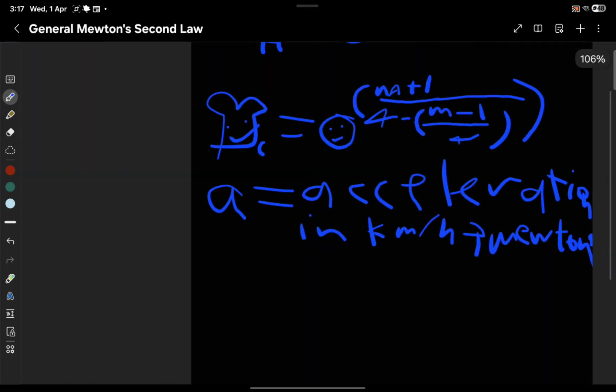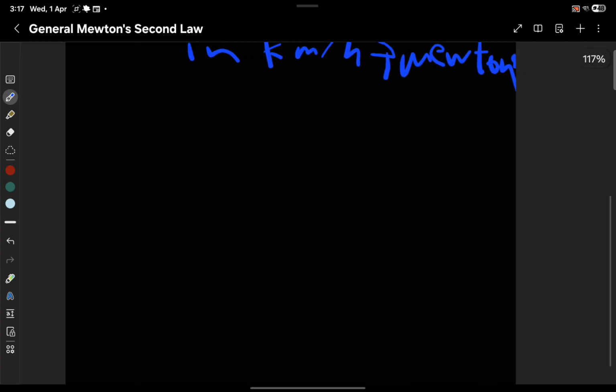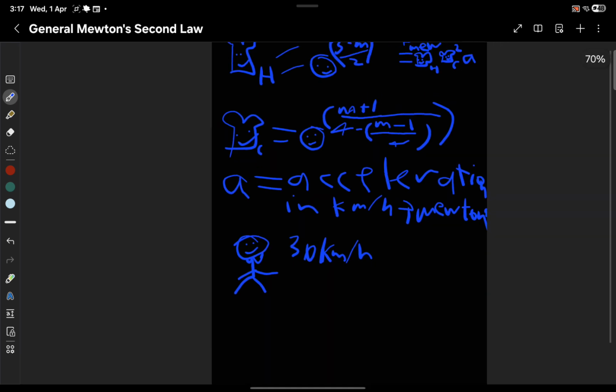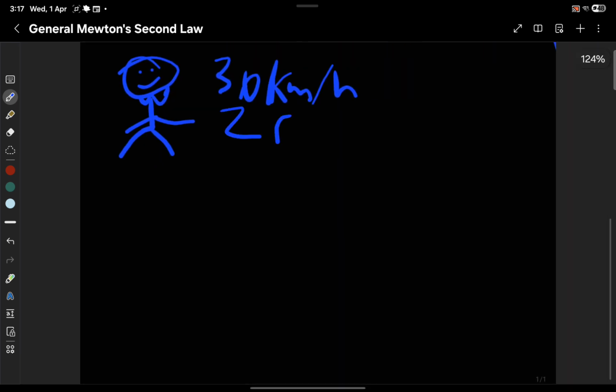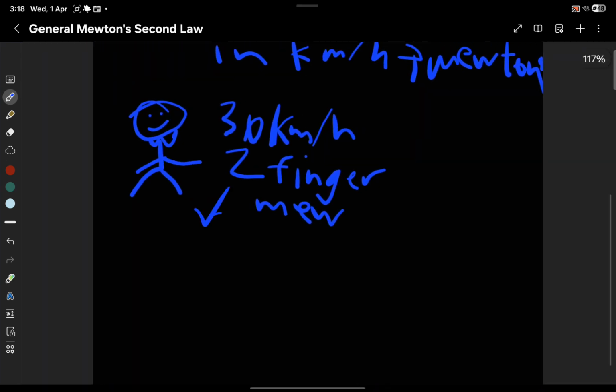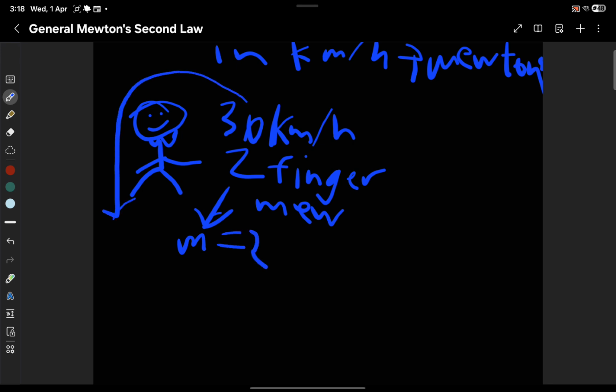Alright, now let's go and solve an example. Let's use our mascot, Timmy Bob. He is mewing at an astonishing rate of 30 kilometers an hour, and he is using a two-finger mew. Two-finger mew. Nice. Now, since there's two fingers, that means the mass equals 2, and at 30 kilometers an hour, the acceleration is 30.